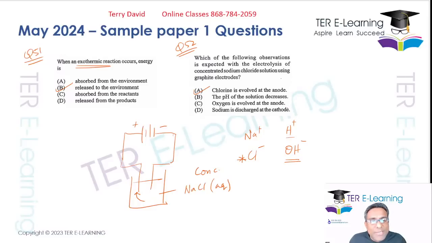pH of the solution decreases. If the pH of the solution decreases, that means it is becoming more acidic. Since we know that H plus is going to be discharged, the H plus ions are going to decrease in solution. So this makes no sense. This is wrong. Oxygen is evolved at the anode? Nope, that's not going to be evolved because we're using concentrated sodium chloride. So that's out. Sodium is never discharged, so this is out. So the answer is A.